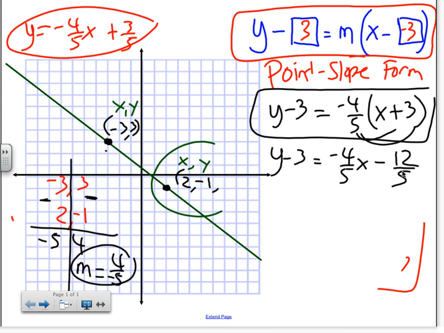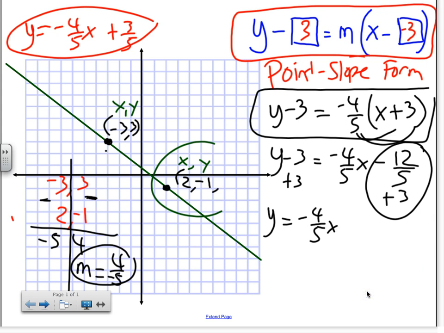-12/5, right? Okay, and then if I want to solve for y, don't I add the 3 over? Agree? So let's add these two to see what you have. What is -12/5 plus 3? Let's do a side problem on this, just to show you what it looks like.